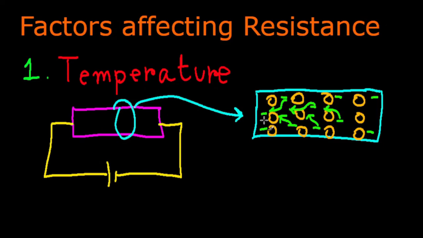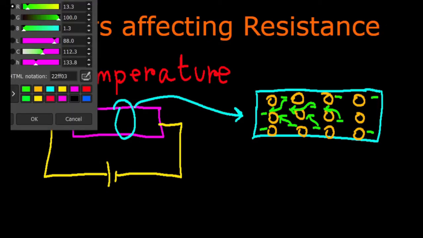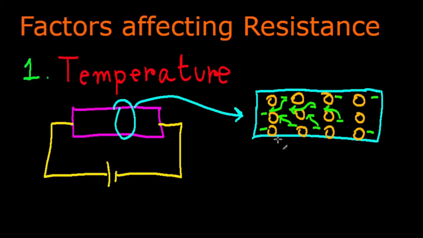Now, if I increase the temperature, what happens? Well, as I said, the ions do vibrate in their positions. This ion is vibrating here a bit, there a bit, sometimes up and down, a bit left and right too. So they are basically vibrating in their positions.